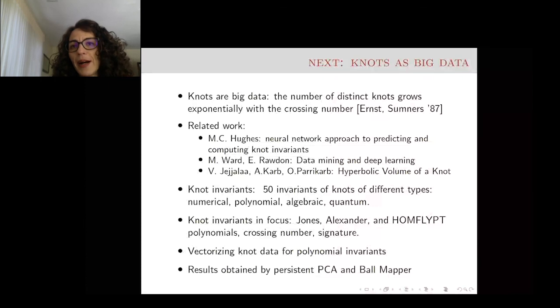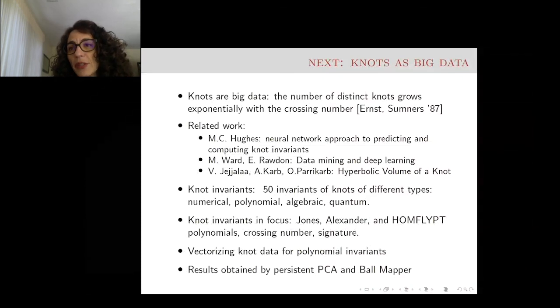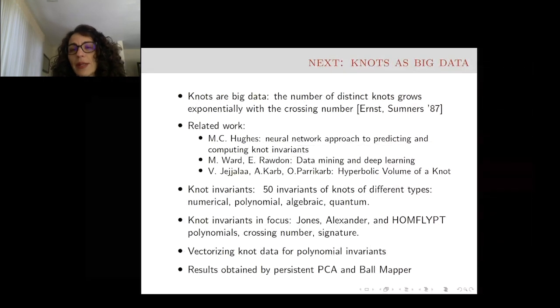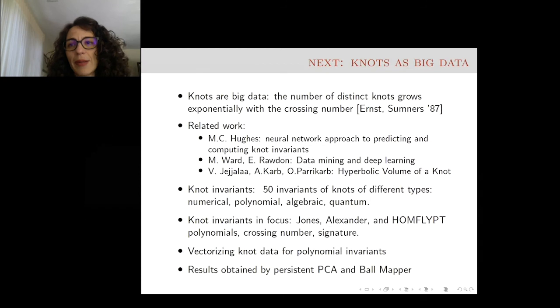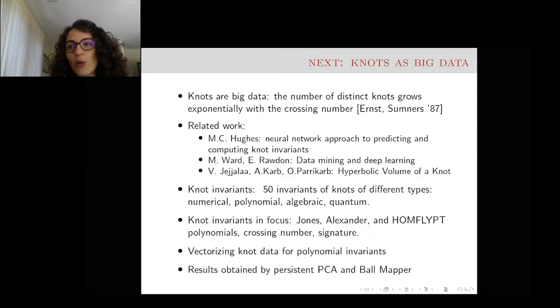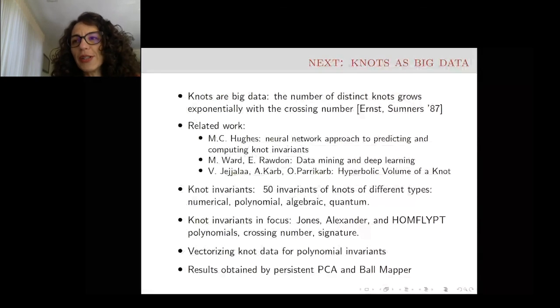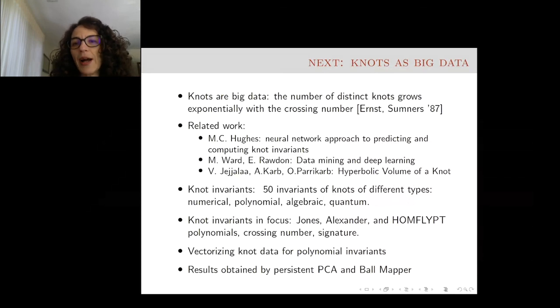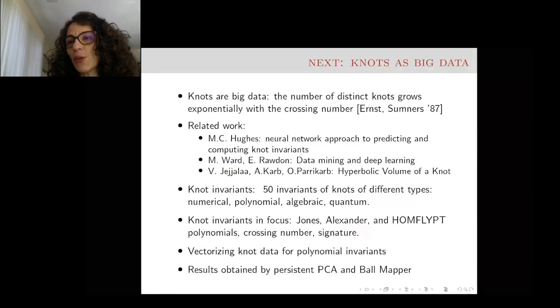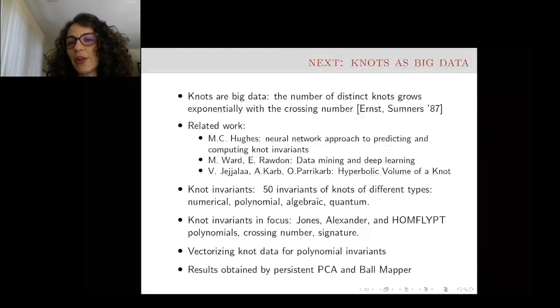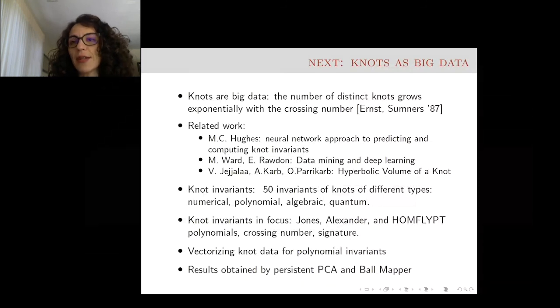But basically, again, there's about 50 different knot invariants, and they also have different forms. They can be numerical, they can be polynomial, they can be algebraic, meaning in group or, let's say, homology theory. And people do divide them also in classical and quantum. The invariants in focus here will be the Jones, Alexander, and the HOMFLY-PT polynomial as our polynomial invariants, and then as our numerical invariants, we'll use crossing number and the signature.